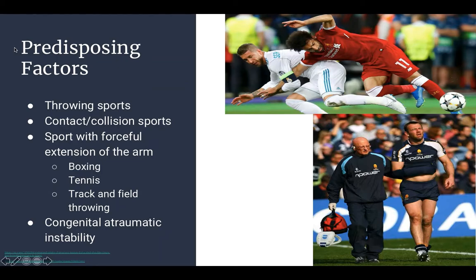Predisposing factors for subluxations and dislocations are throwing sports, contact collision sports, and sports with a forceful extension of the arm, so seen in boxing, tennis, and track and field throwing like javelin or shot put. And then congenital atraumatic instability, which we'll talk about later when we go over glenohumeral joint instability.